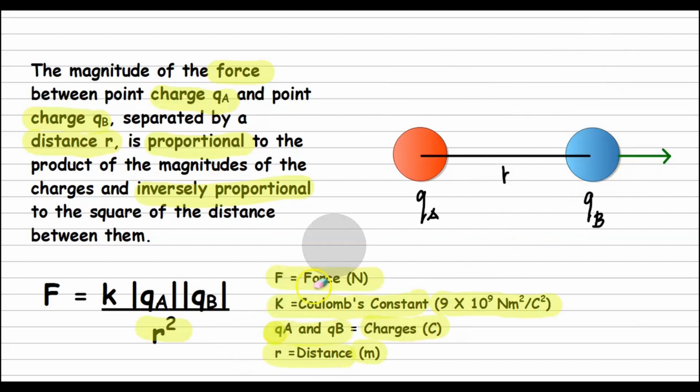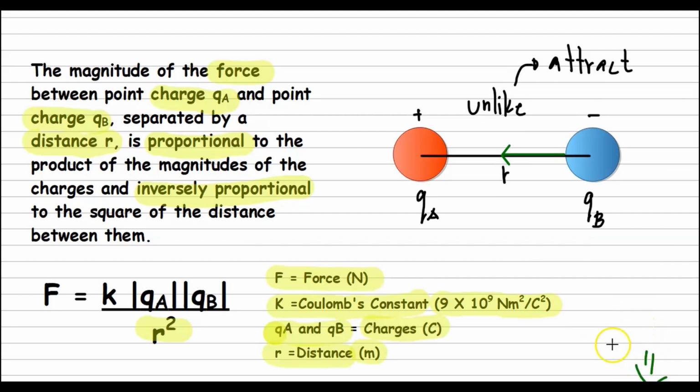But what if we have two different charges, negative for QB, positive for QA? Well, unlike charges attract. So QB will go towards QA, and the same thing with QA, it will go towards QB. And by using these concepts, we are now ready to solve some problems.